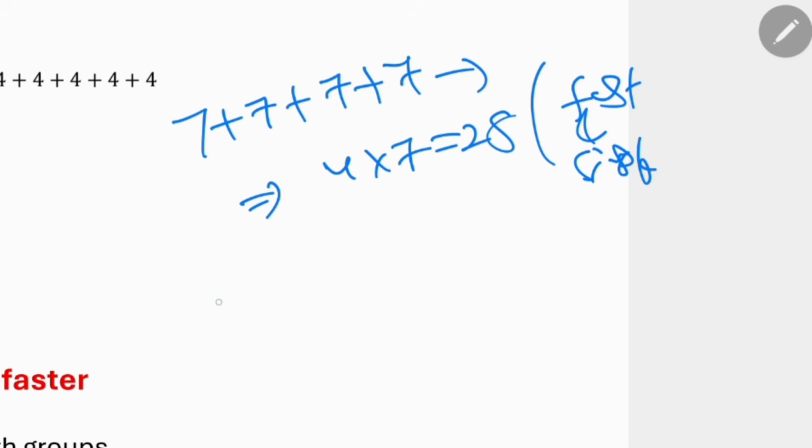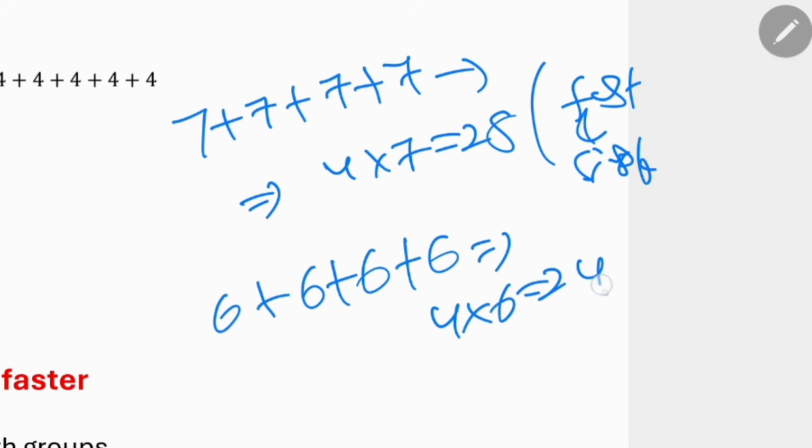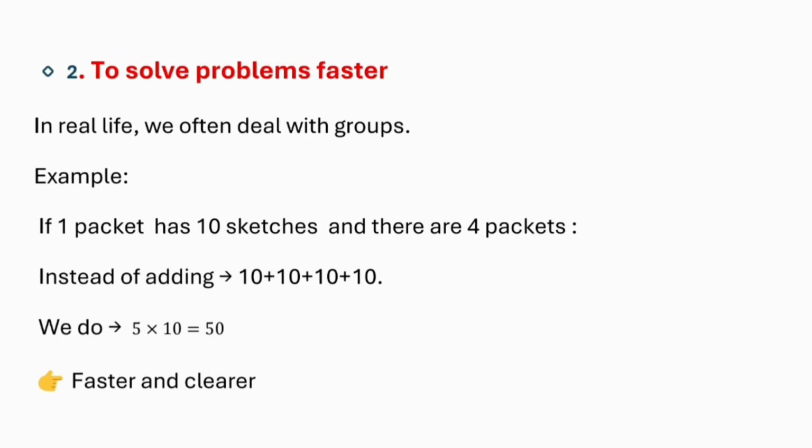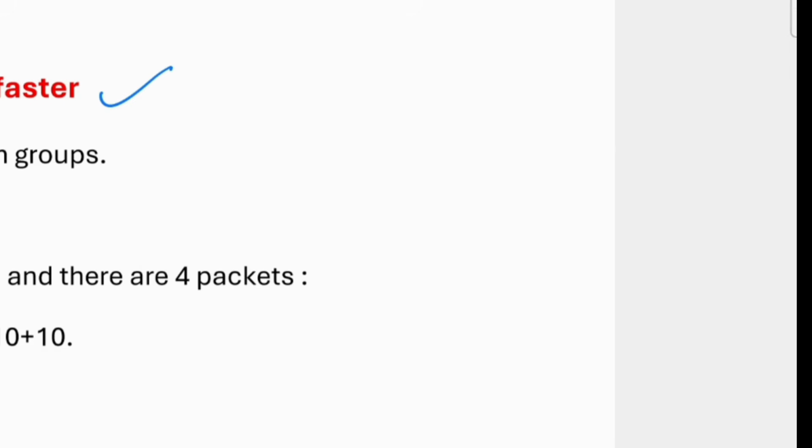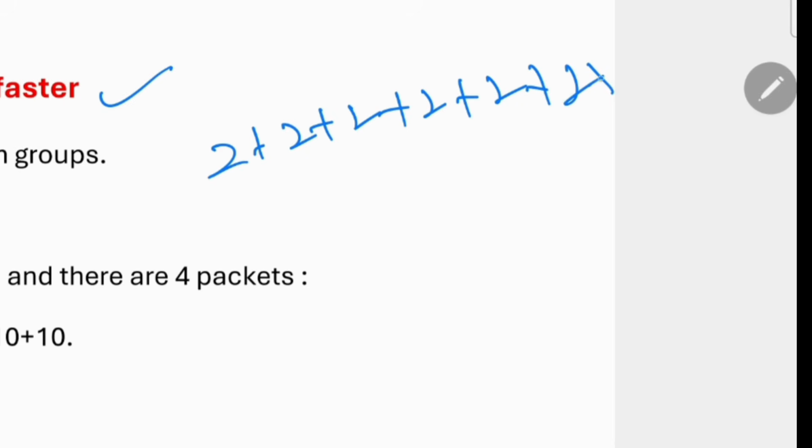Another example, 6 plus 6 plus 6 plus 6. That implies 4 into 6 is equal to 24. This is also fast and simple. And the second one, time reduce. Instead of adding again and again, multiplication gives fast answers. For example, 2 plus 2 plus 2 plus 2 plus 2 plus 2 plus 2. That implies 7 into 2 is equal to 14. This is also fast and simple.